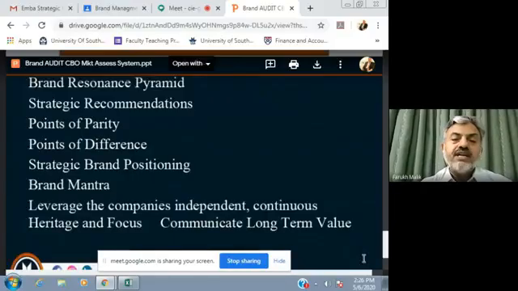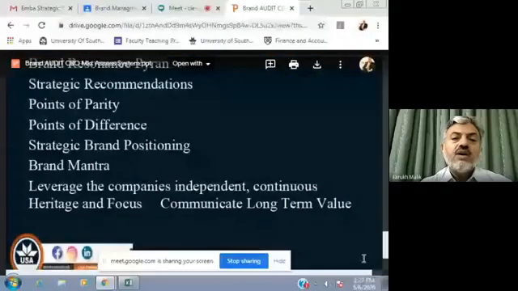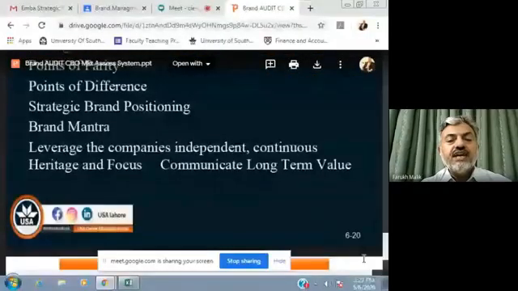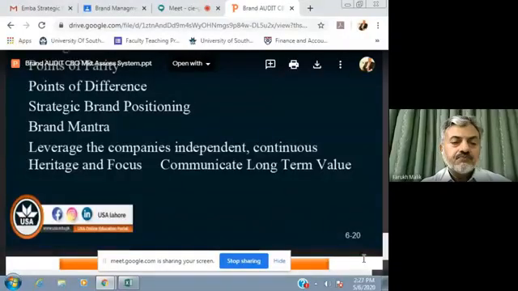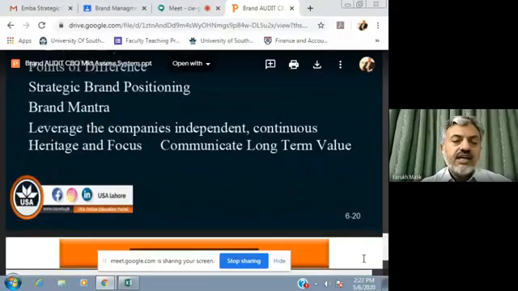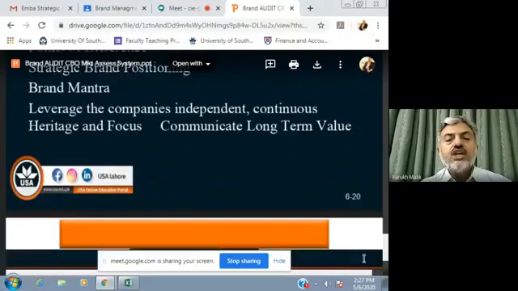Points of parity are compared: all of these expensive brand watches that I have mentioned, what are the points of parity in Rolex and these brands, and then what is the point of difference? Where does Rolex stand out? Strategic brand positioning. How has Rolex positioned itself as a unique luxury brand in the watch industry? Brand mantra of Rolex. Then leverage the company's independent and continuous heritage and focus on communicating long-term values for customers.